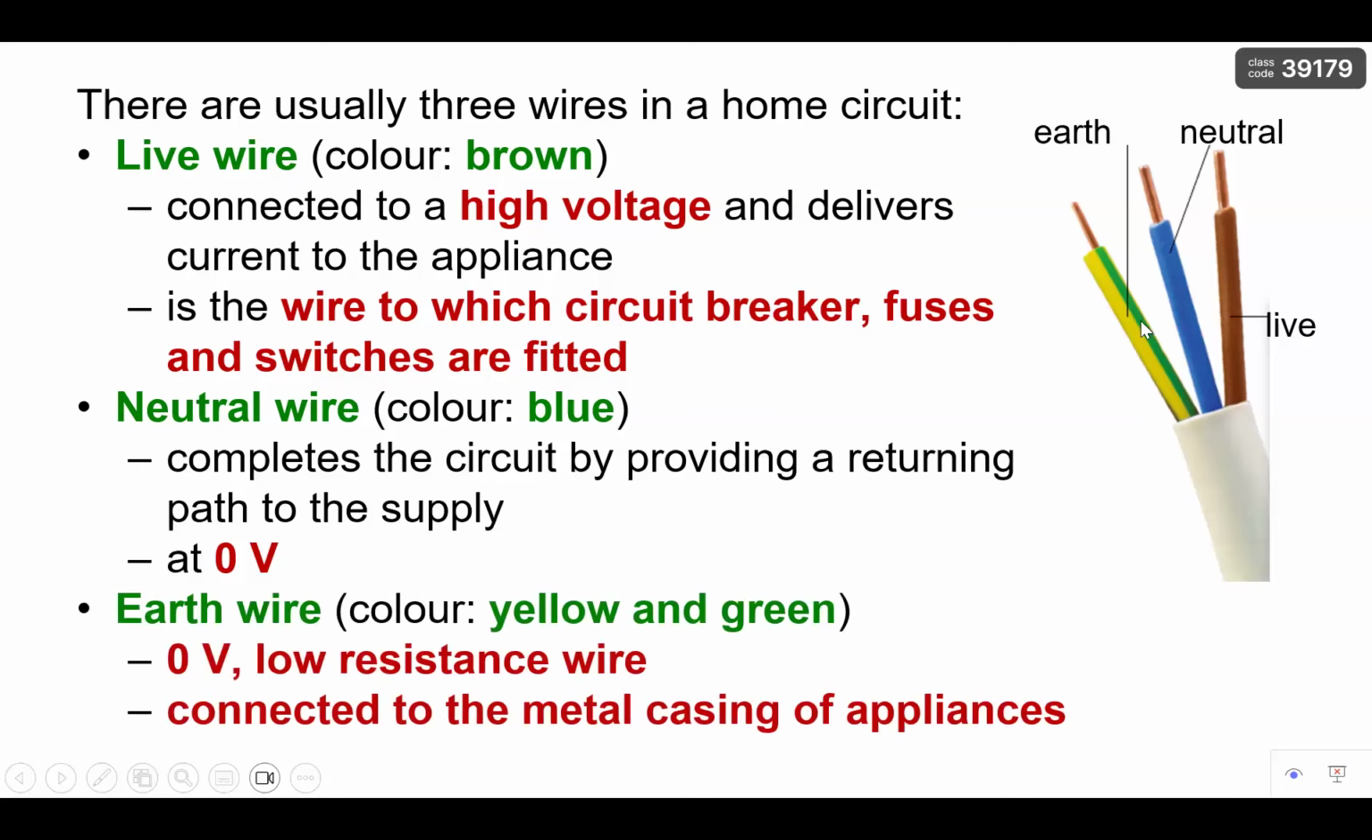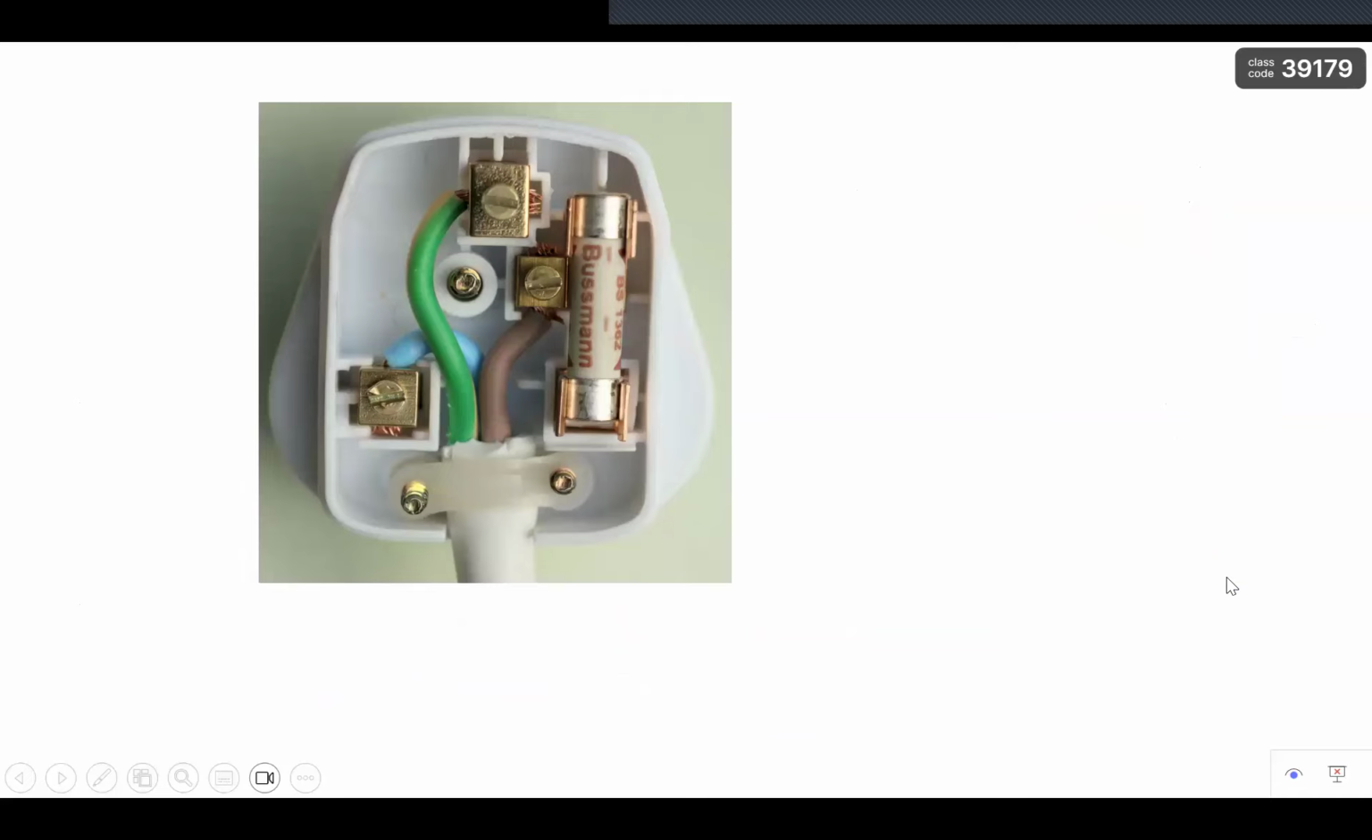So the earth wire is coded in yellow and green. Okay, again, it's 0 volts. It's very special because it has very low resistance. Okay, it's just a copper wire, very, very low resistance. And where is the earth wire connected to? One end is connected to the ground in the wall socket, and the other end is connected to the metal casing of the appliances. We usually only have an earth wire if there are any metal parts on the appliances. So the other end will be connected to the metal part of the appliances.